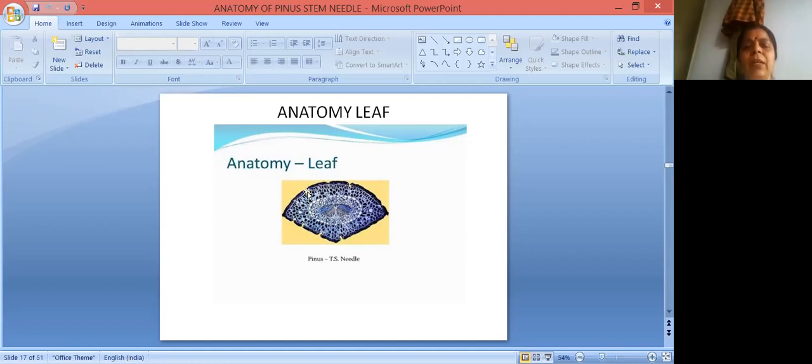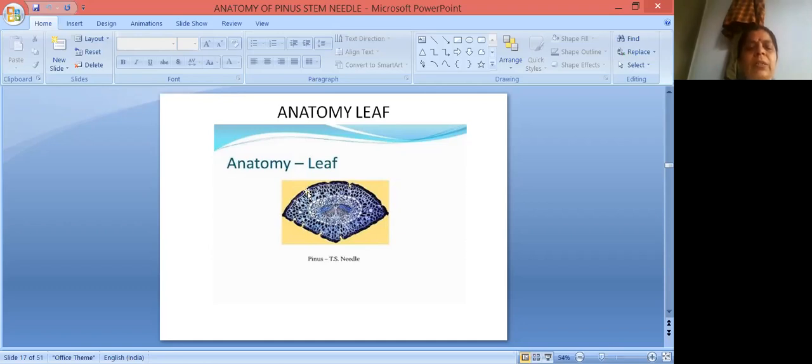Now coming to the anatomy of the needle or leaf, the leaf anatomy exhibits three main parts. One is the epidermis, the second is the mesophyll tissue, and the third is the vascular bundles. Now the first one, the epidermis. The epidermis is the outermost layer, and it is covered by a thick cuticle.